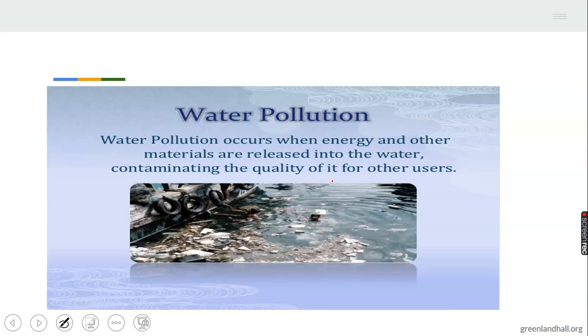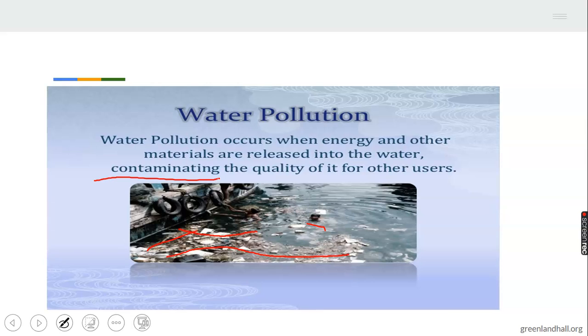Now, what is water pollution? Water pollution occurs when energy and other materials are released into the water, contaminating the quality of it for other users. Look at what's happening here. You can see how these children are making this water polluted with their tire, their body, aside from themselves in the water. Look at all kinds of particles in the water. So it occurs when energy and other materials are released into the water, contaminating. Take note of this word, contaminating the quality of it for other users.